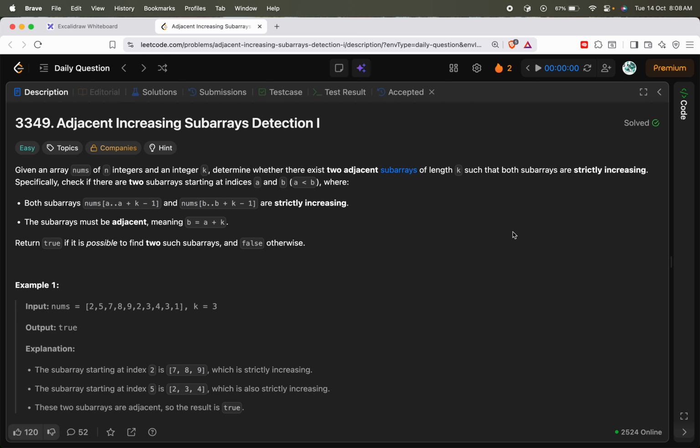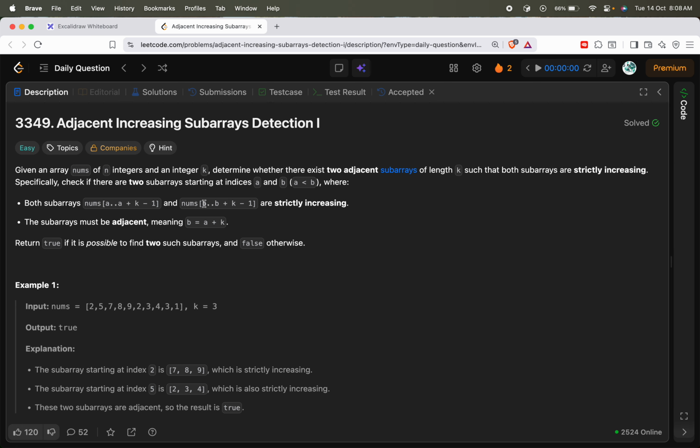Specifically, check if there are two subarrays starting at indices a and b where a is strictly less than b. Both the subarrays, nums of a all the way up to a plus k minus 1, and nums of b all the way up to b plus k minus 1, are strictly increasing. Okay, the subarrays must be adjacent. That means if the first subarray starts at index a, then the next subarray should start at index b, where b is equal to a plus k. Return true if it is possible to find two such subarrays, else we have to return false.